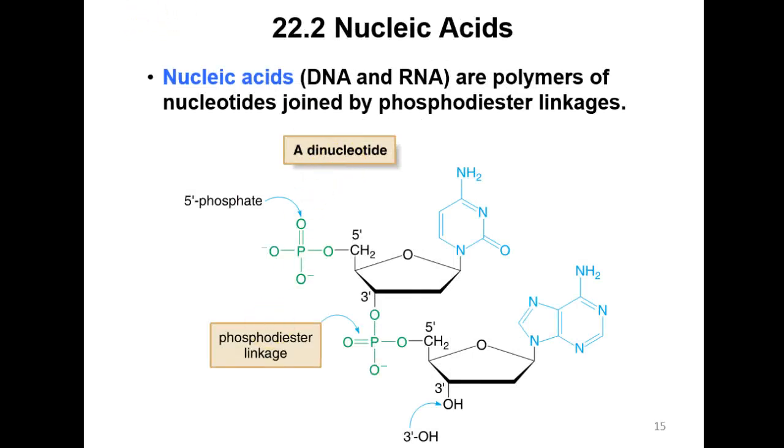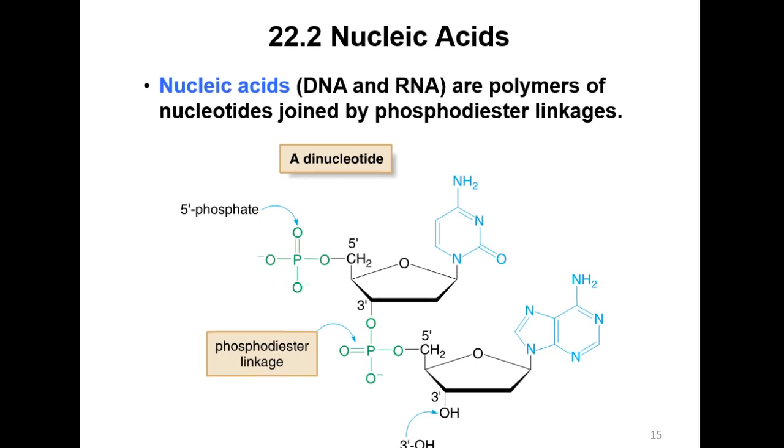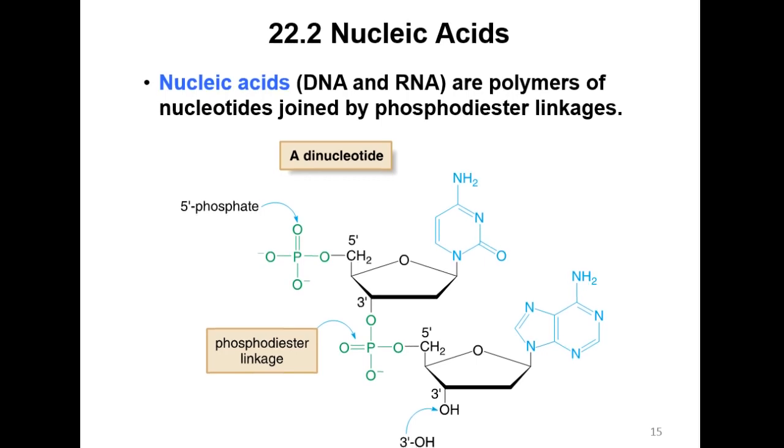All right, section 22.2, nucleic acids. Now let's start getting into the polymers of the nucleotide. A nucleotide is a single unit. When you join multiple nucleotides together, you now have a nucleic acid, which is a polymer of nucleotides, and they join by the phosphate grouping from the 3 to the 5 position.